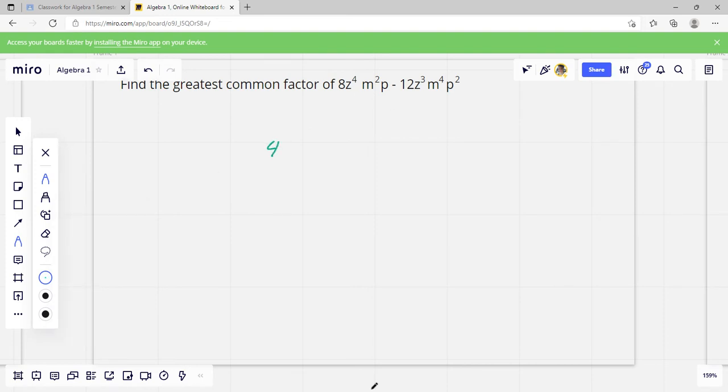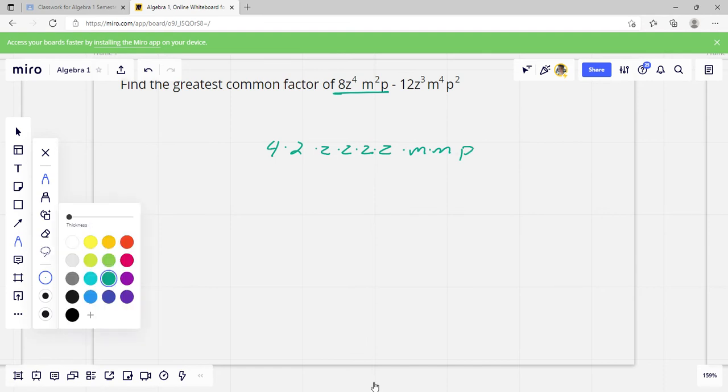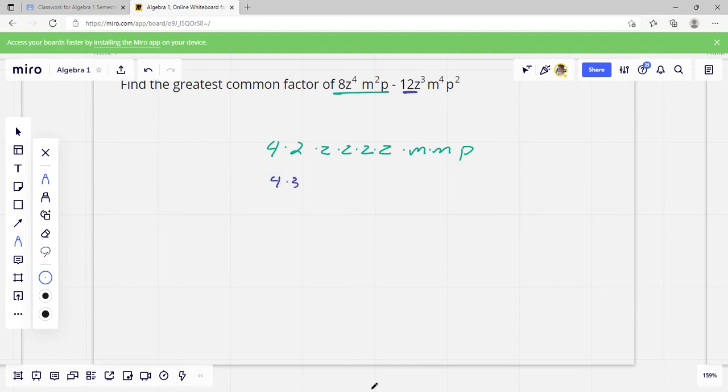Alright, then we're going to look at z. So if we look at both of these, we could have 4 times 2 would be 8, right, for this one. And then z to the 4th, we would have 1, 2, 3, 4 z's. And then m squared would have 2 m's. And then we got 1 p. For the other one, our 12 would be 4 times 3. And then we'd have 3 z's. And then our m's, we would have 4 of those. And our p's, we have 2 of those.